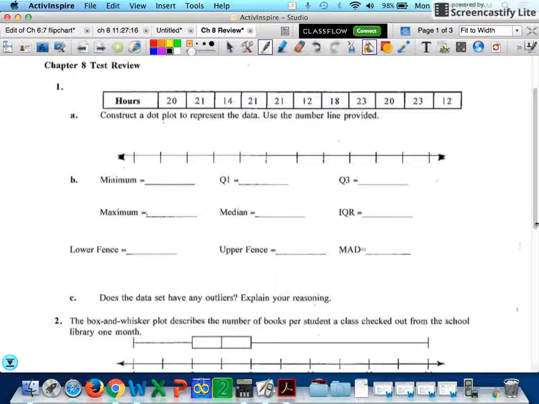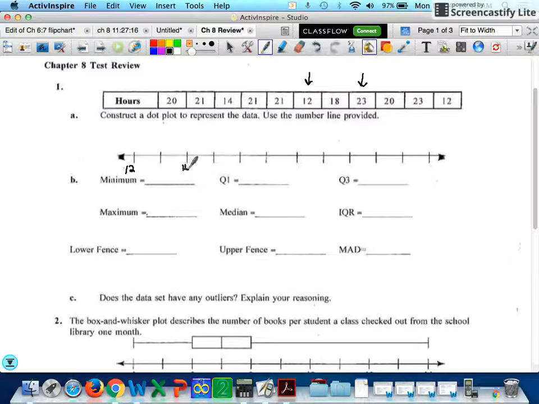It wants us to construct a dot plot, and it gives us a set of data. First off, I've got to label my line with all my numbers. And I see that my lowest number as I scan through is 12, and my highest is 23. And I want to know if I have enough tick marks to do all of that. So 12, 13, 14, 15, 16, 17, 18, 19, 20, 21, 22. Okay, 23. There's the perfect number of tick marks already on our number line.